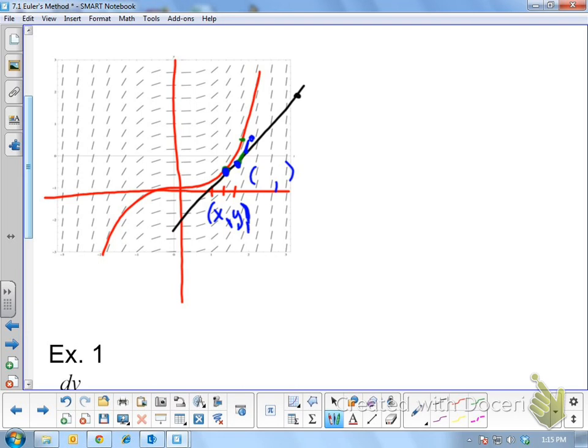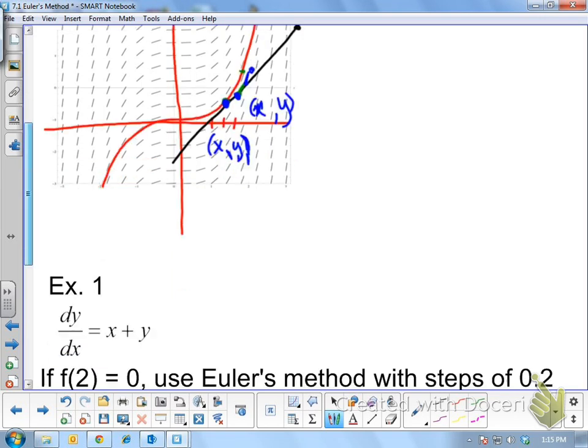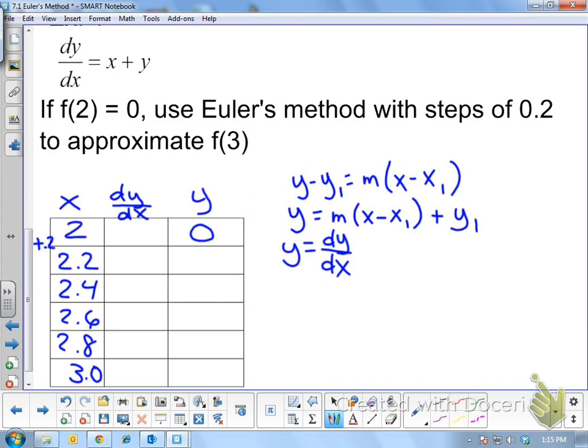Let's say we're just at the first step. Where is my first step located? 2.2. So this x value, we already know. But the y value we're trying to find. So when we're working with our equation, we already know that x is 2.2 and x1 is 2. We just don't know what y is.